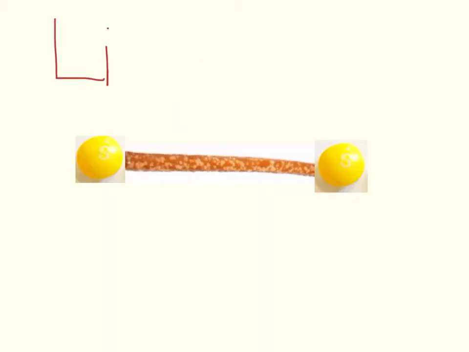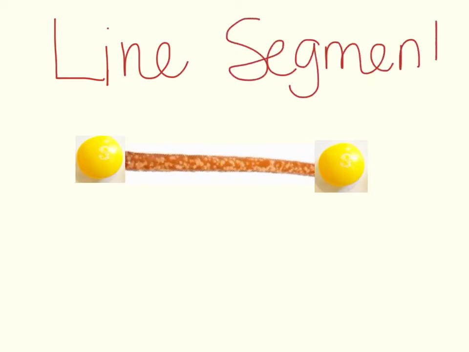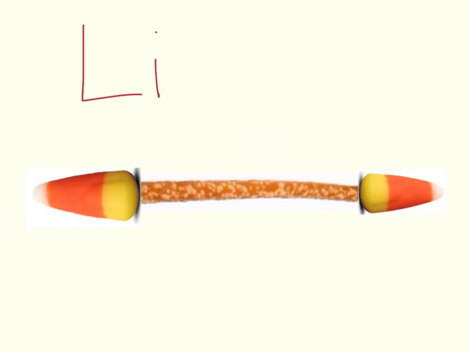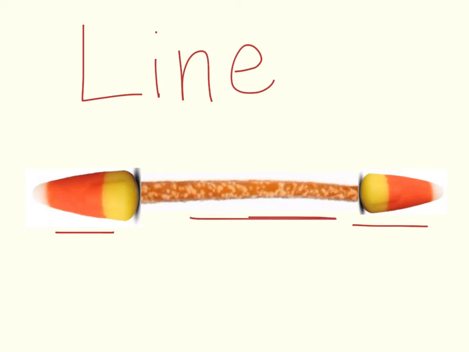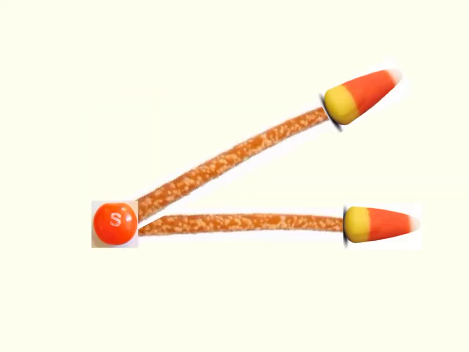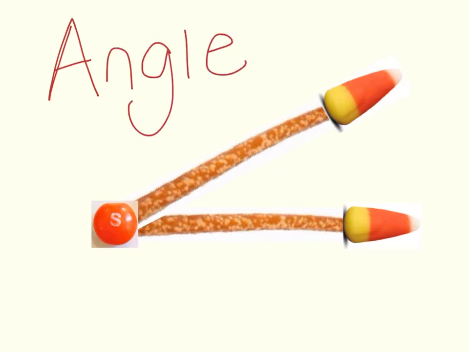A line segment has two endpoints with the line in between. And a line has two arrows showing the direction that it's traveling with the line in between it. While an angle shows how two rays go one direction and another with a center point called a vertex.